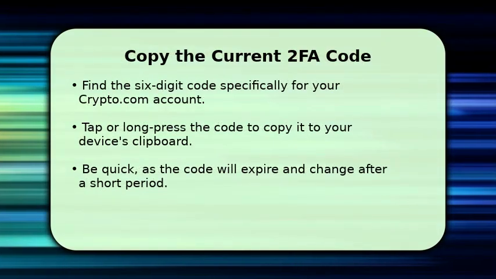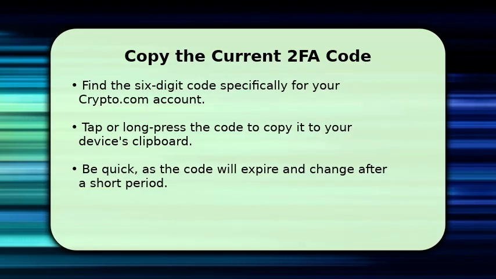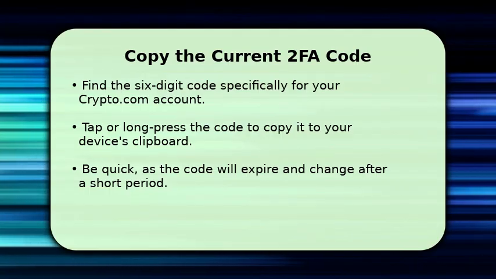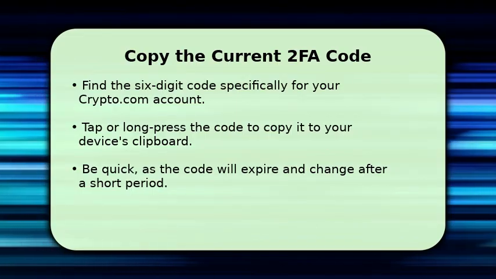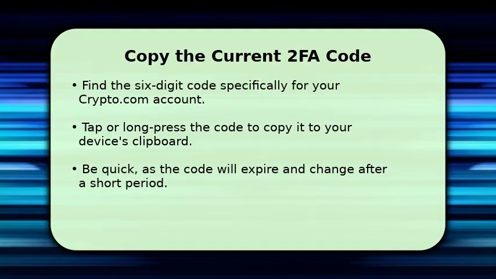Next, locate the specific 6-digit code associated with your crypto.com account within your Authenticator app. Once you see it, simply tap or long press on the code to copy it to your device's clipboard. Remember, these codes are time-sensitive, usually valid for only 30 to 60 seconds. You'll need to be reasonably quick to paste it into the crypto.com login screen before a new code is generated. This ensures the highest level of security.